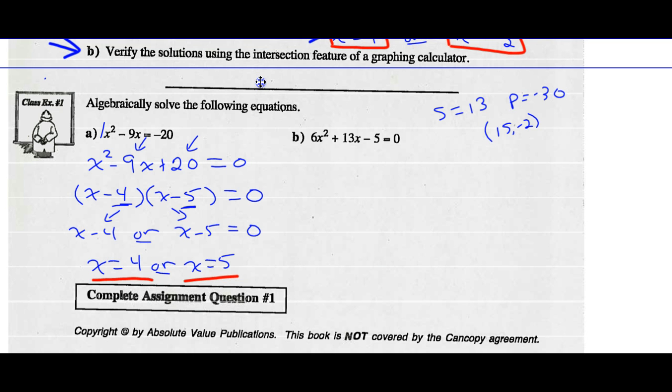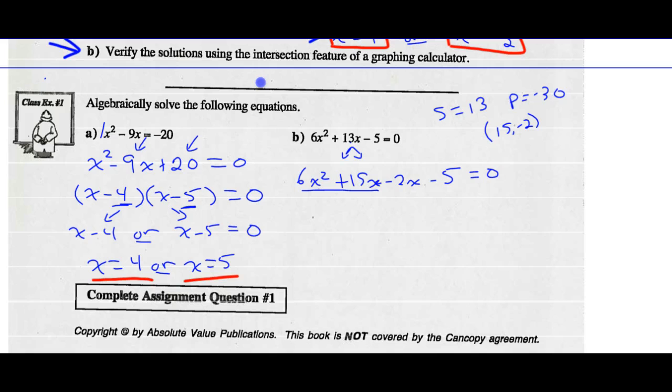But now we're going to decompose that middle term using 15 and -2. So 6x squared doesn't change. Instead of 13x, I'm going to write plus 15x minus 2x. That's the same value. 15x minus 2x is 13x. And then I've got the -5 there, which equals 0.